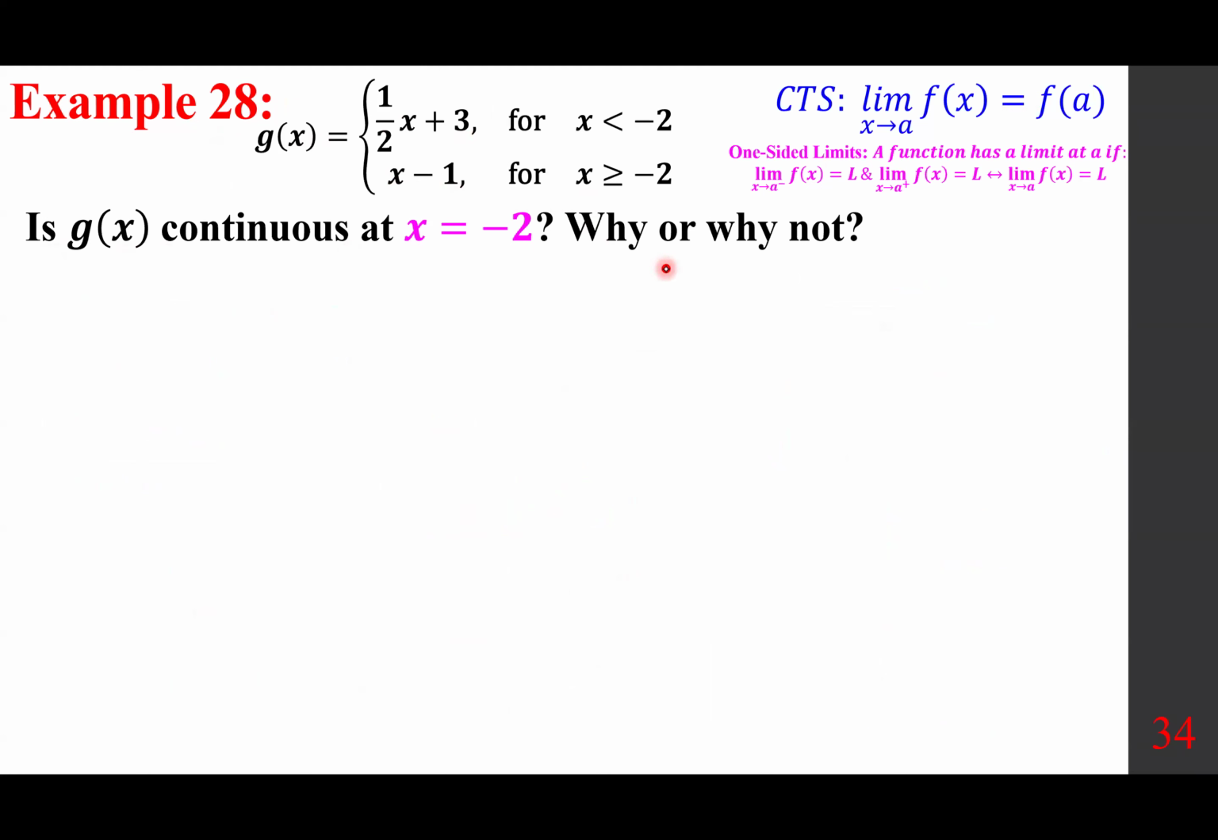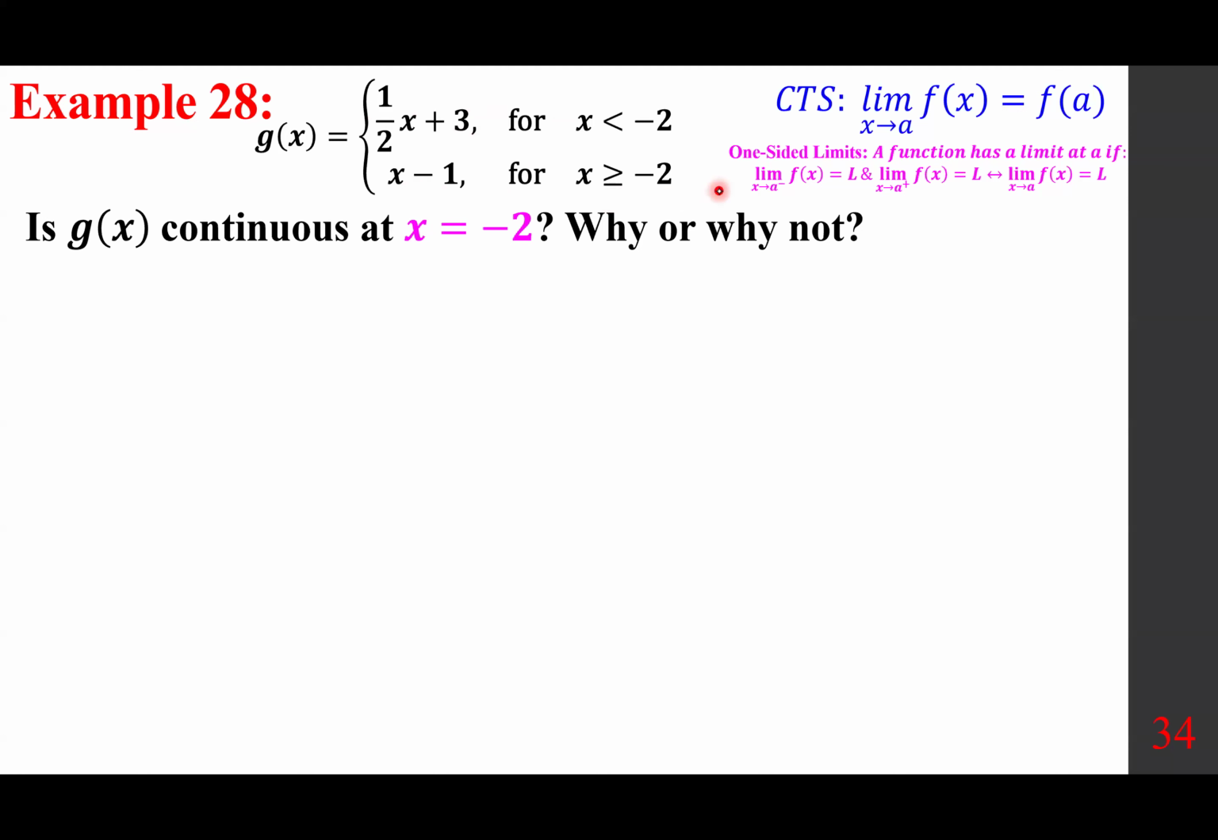First of all, why this question? If you look at this one, it is a piecewise defined function. The top piece and the bottom piece are both linear functions. That means they are defined and continuous from negative to positive infinity. Therefore, this is continuous from negative infinity to -2, and this is continuous from -2 to infinity.